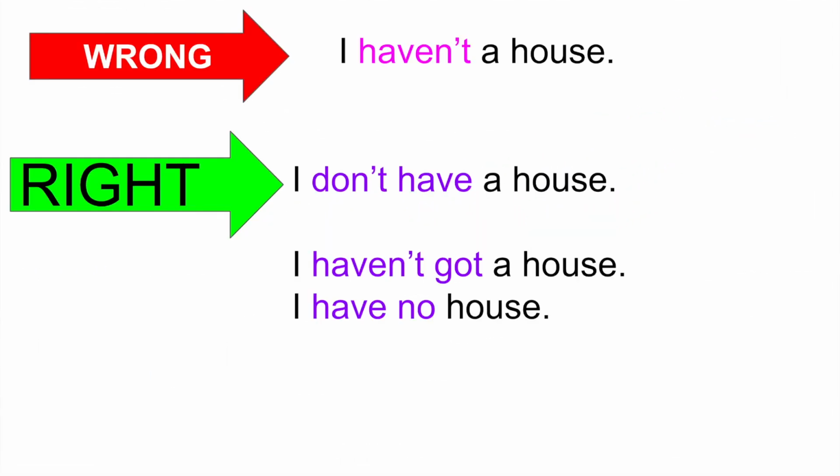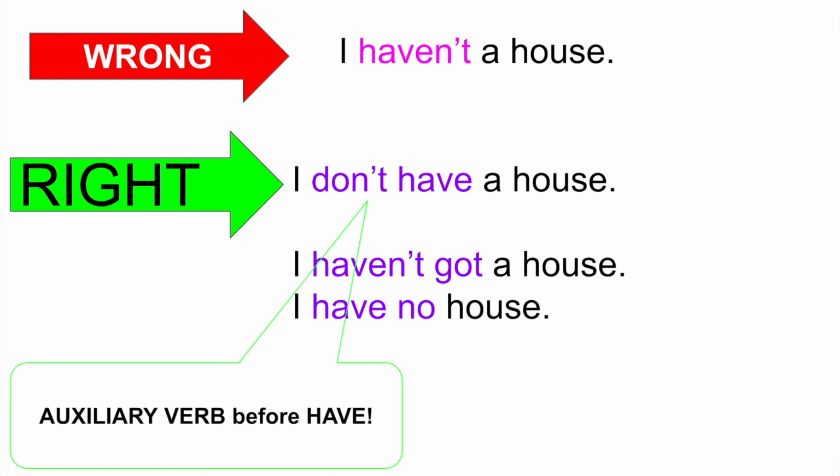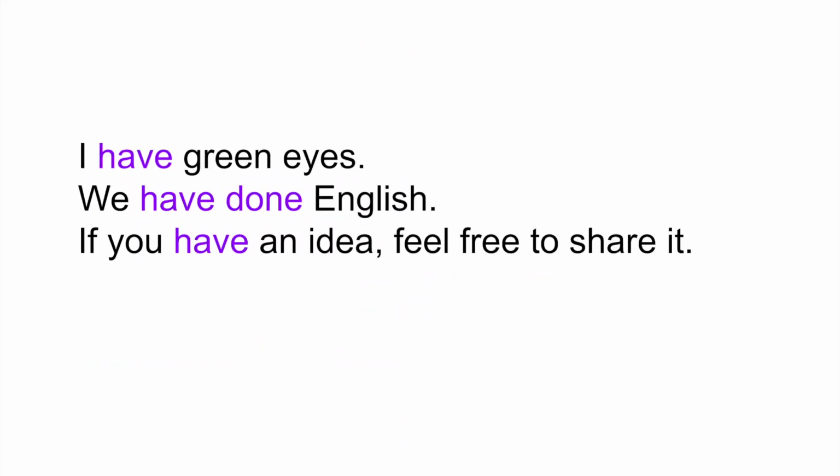Mistake number 4. "I don't have a house." "I haven't got a house." "I have no house." These are 3 right variants that you can use. Stop saying "haven't". It's not correct. We need the auxiliary "don't" before "have". More examples. I have green eyes. We have done English. If you have an idea, feel free to share it.